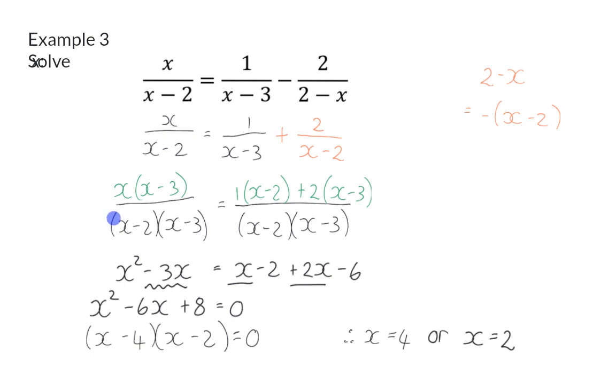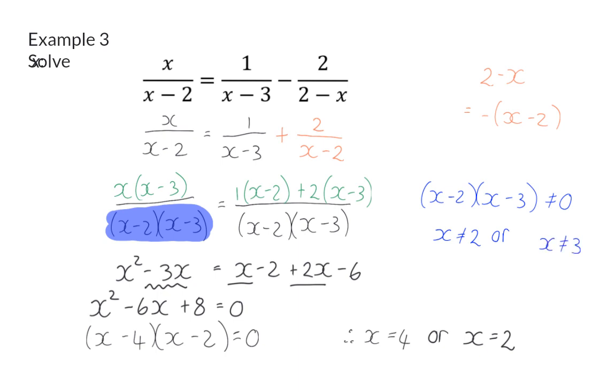Lastly, we once again need to focus on our restrictions, and those are the values that will make our denominator 0. So that is the equation x minus 2 times x minus 3 cannot be equal to 0. This means that x cannot be equal to 2 or equal to 3. This means that we'll have to indicate that x equal to 2 is not valid for our question, and the only acceptable answer is x is equal to 4.